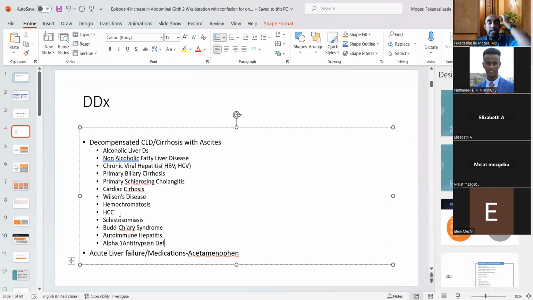Hepatocellular carcinoma, of course, we do see in the background of chronic liver disease, especially those patients with hepatitis C virus and hepatitis B virus. Hepatitis C virus is a notorious one in predisposing patients to hepatocellular carcinoma. So those developing hepatocellular carcinoma may come with worsening ascites. And schistosomiasis is very common in developing nations, especially among people working on irrigation. Budd-Chiari syndrome. What is Budd-Chiari syndrome?